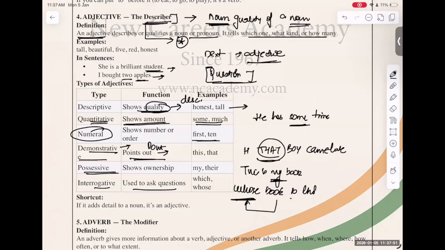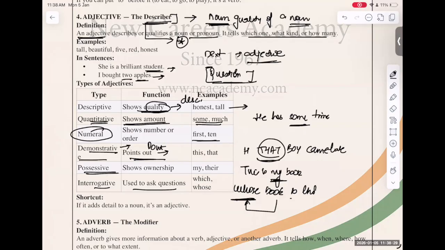A proper noun, a common noun. Now I'll just use a word, and you will tell me what it is. Boy, common noun. Ramesh, proper. Peach. Correct. Honesty. Honesty is not an adjective. No. Abstract. Honest, I'm saying, is an adjective. Next is abstract, pens.